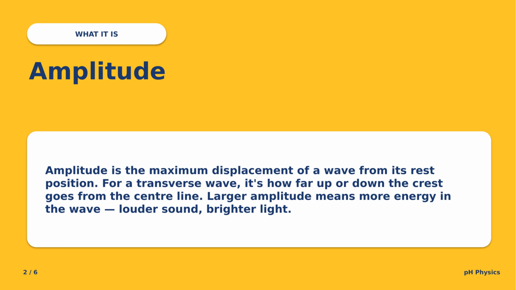Amplitude is the maximum displacement of a wave from its rest position. For a transverse wave, it's how far up or down the crest goes from the center line. Larger amplitude means more energy in the wave, louder sound, brighter light.